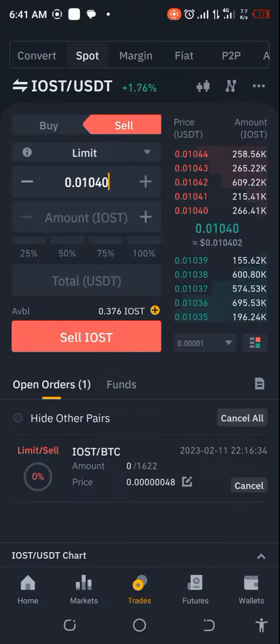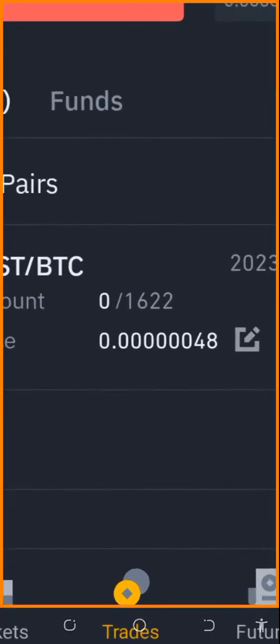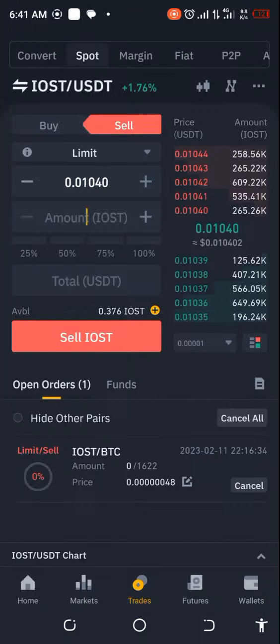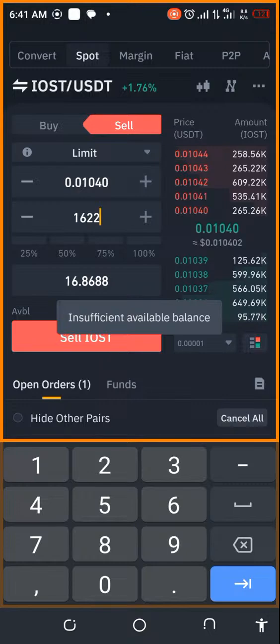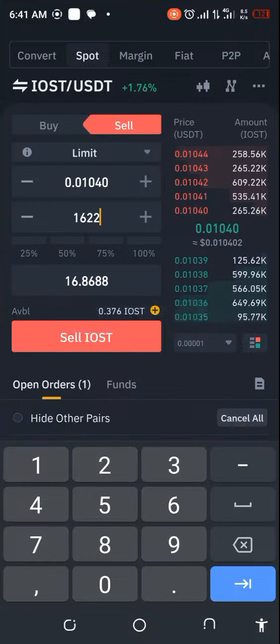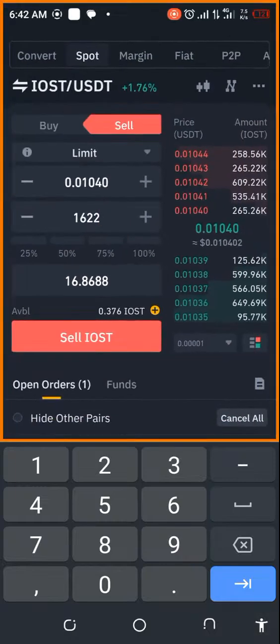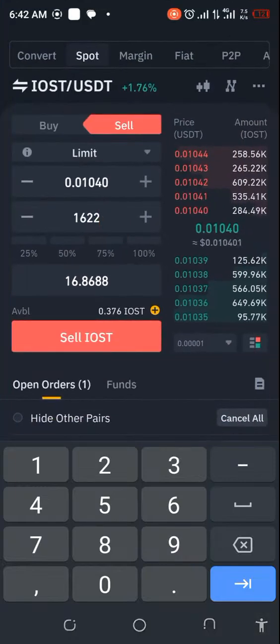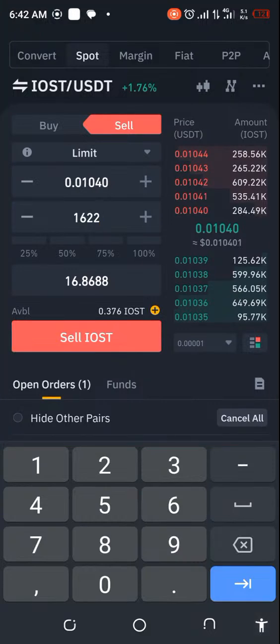So this is 0.0104. So let's see. This is 1622. All right, so let me put it in there. That's 1622. So what do we get? Okay, we started this out with 1675 or 1670, excuse me. Let's be sure, but let's not waste time actually. But I think we started out with 1670 something. So this is an opportunity to make profit.